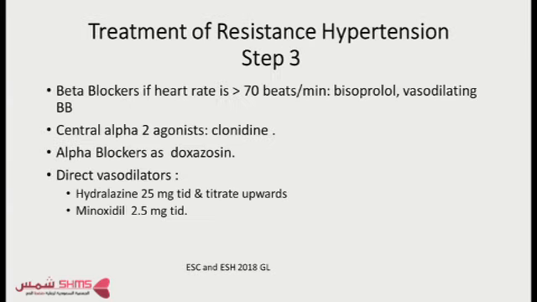If we fail to do that, then we come to the territory where there is no evidence. Actually, we need the experience of the doctors. Beta blocker, if the heart rate is more than 70, they will help. Vasodilating beta blockers are advised. Central alpha-2 agonists like clonidine, alpha blockers like doxazosin, and of course the direct vasodilators like hydralazine and minoxidil. They are very, very effective, especially in CKD patients. But they do have their side effects.